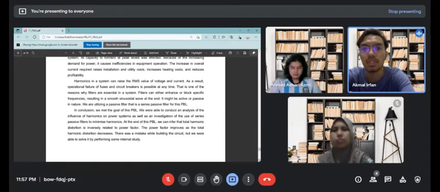Harmonics in the system can raise the RMS value of voltage and current. As a result, operation failure of filters and circuit breakers is possible at any time. That is one of the reasons why filters are essential in a system. A filter can either enhance or block specific frequencies, resulting in a smooth sinusoidal wave at the end. It might be active or passive in nature. We utilized a passive filter, that is a series filter, for this PBL.